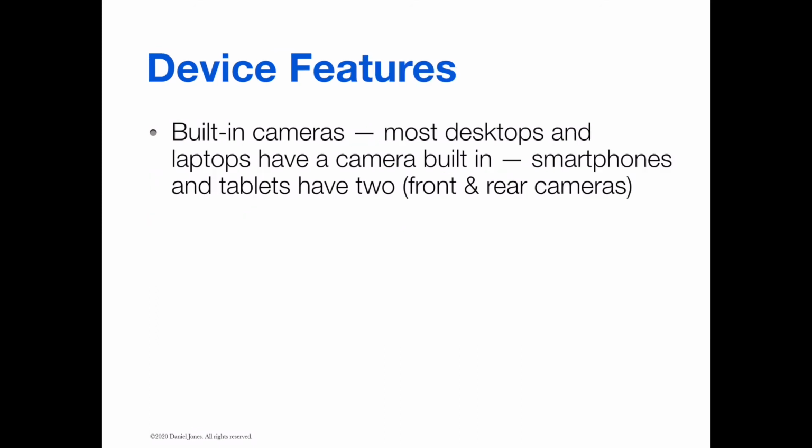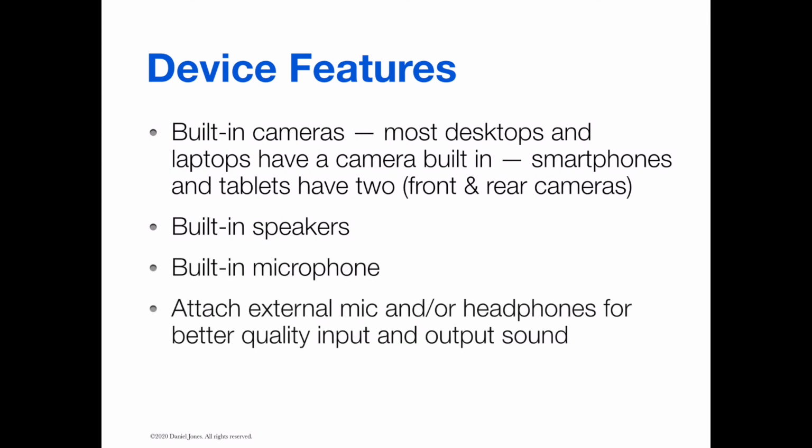When it comes to the features of your device, most desktops and laptops have a built-in camera. Most smartphones and tablets have 2 cameras, a front and a rear-facing camera. Your devices will have built-in speakers and a built-in microphone, but you can always attach an external microphone or headphone for better quality input and output sound.